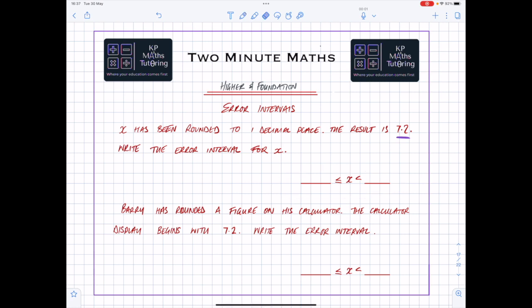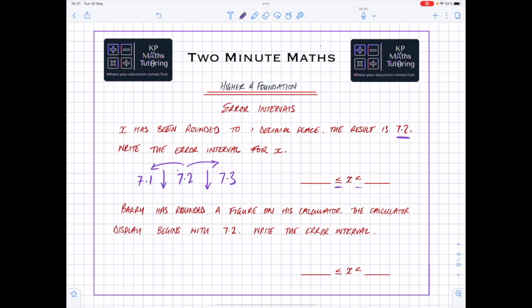If you're not given it on your number line, just remember the first inequality is less than or equal to, and the second inequality is less than. All you do is write the number down that you got, so 7.2, and think to yourself, what would the next number be, which is 7.3? What would the previous number be, which is 7.1? And then all you need to do is go down the middle of those.